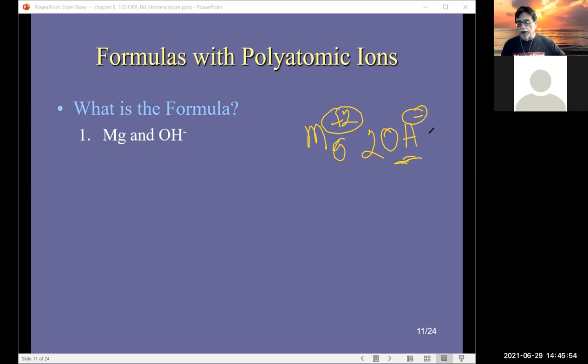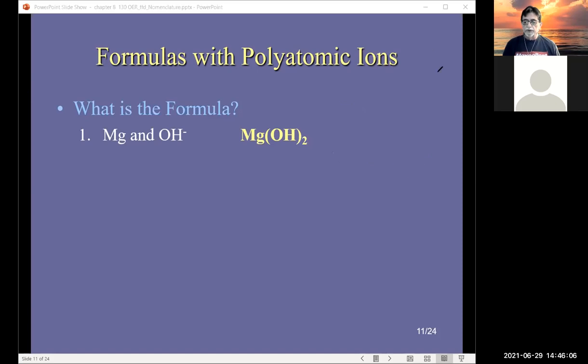And since this is a polyatomic ion, that means that we're going to use a parentheses, because we need more than 1. We need a parentheses to designate more than 1. And so we put it as follows. So this is magnesium hydroxide would be the name.